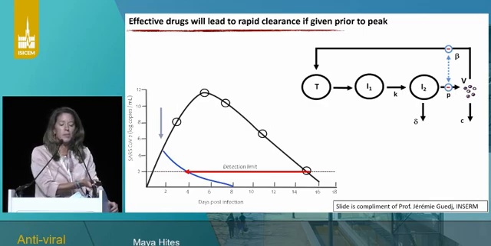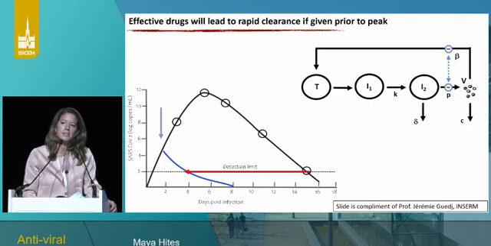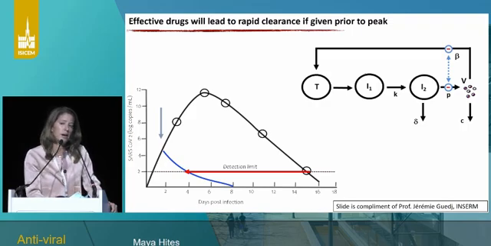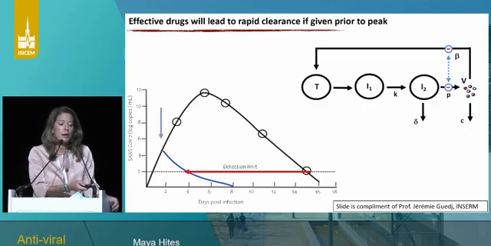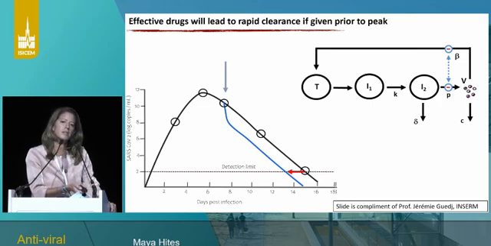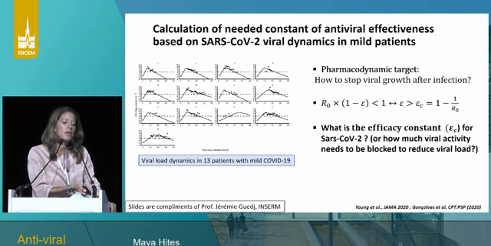Now, using this information, we can try to calculate when would be the best time to be giving antiviral treatments. When is it most effective? As you can see, if we give an effective antiviral treatment at the very beginning of a respiratory viral infection, we're going to be able to clear the virus very quickly. On the other hand, if we give the treatment after we've reached the peak viral load, we're going to have little impact on viral clearance.